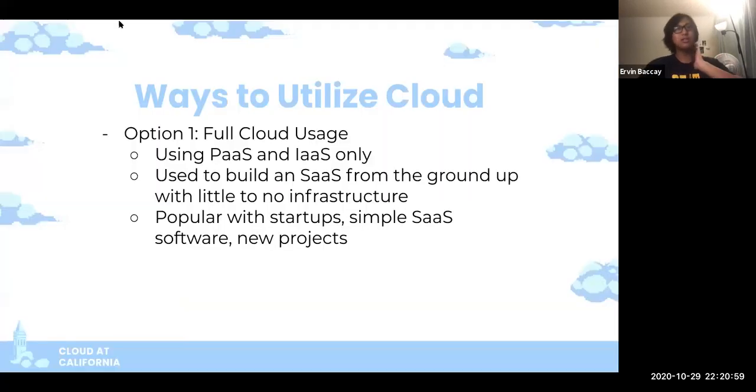Moving on. So you have different ways to utilize your cloud. The first option is to just use full cloud usage, right? You could use only platform as a service and infrastructure as a service. Then you could use these infrastructures or platforms in order to build a software as a service from the ground up with little to no infrastructure. This is really popular with startups and such. If you want to build a very simple software application, then this is the best way to use the cloud, to just go full ham with the cloud.